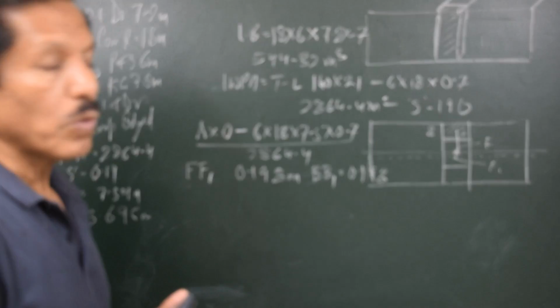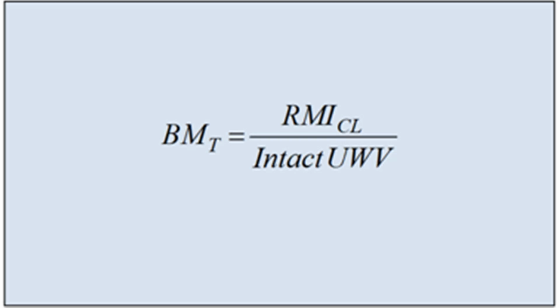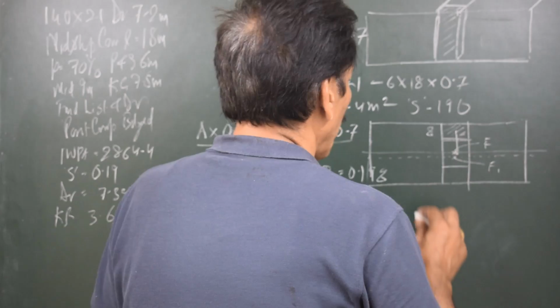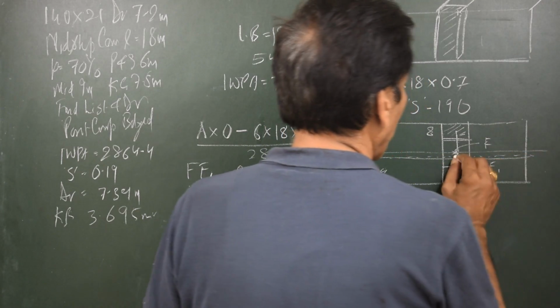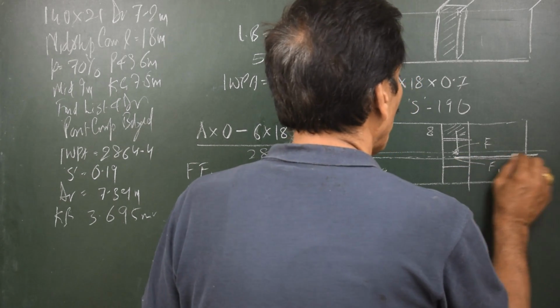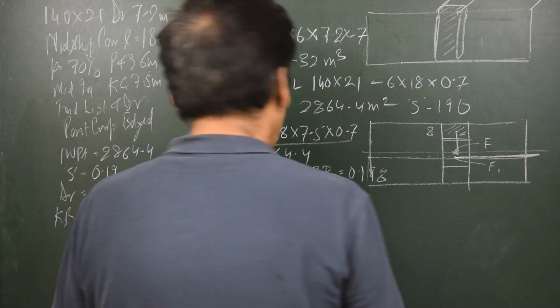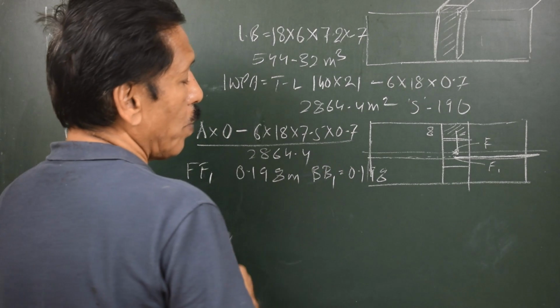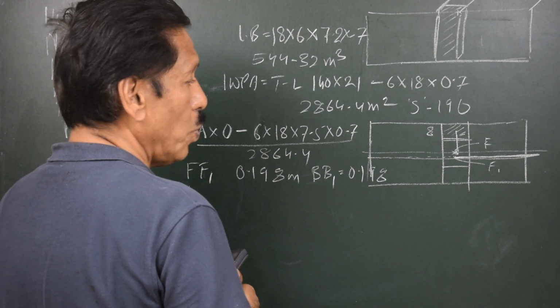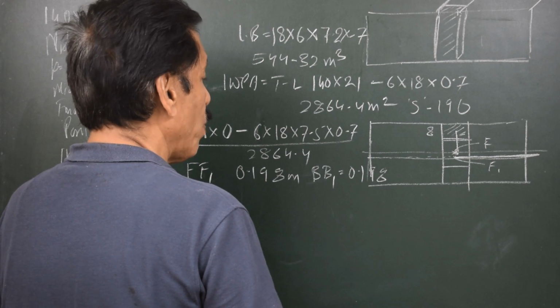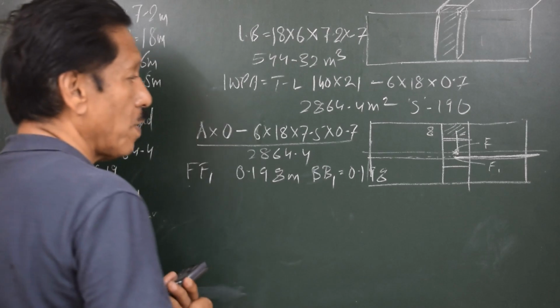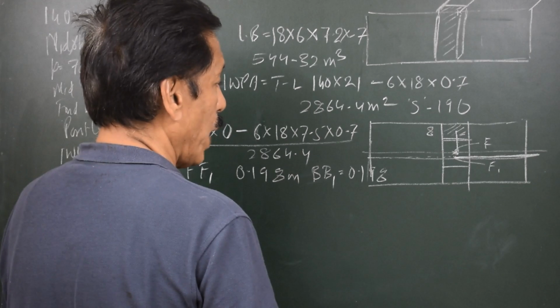Now we need to find out what is the BM. And to find out the BM, we need to find out what is the residual moment of inertia about this new fore and aft axis. So to find out the residual moment of inertia about this new axis, what is the total moment of inertia about this new axis?